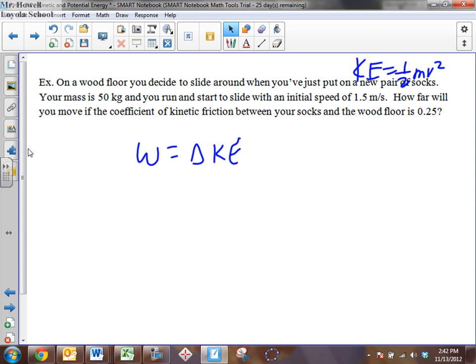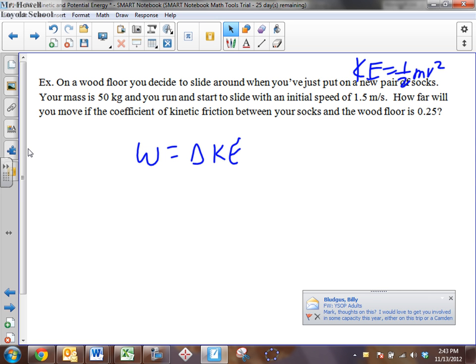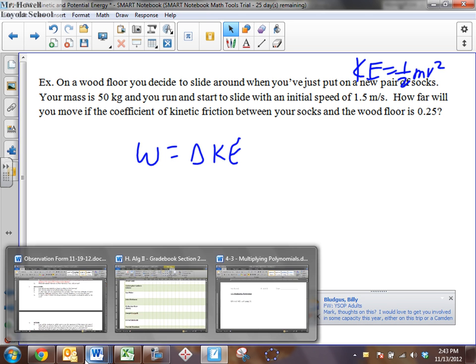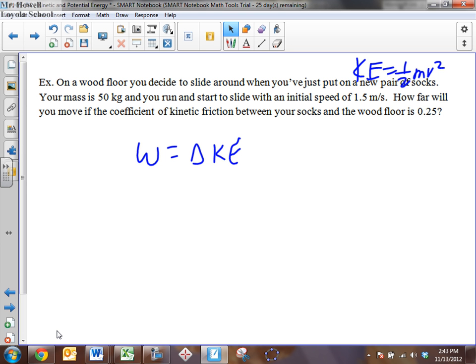Your mass is 50 kilograms, and you run and start to slide across the room. You run with an initial speed of 1.5 meters per second, and you start to slide. The question becomes, how far will you move? Find the distance or displacement in this problem, if the coefficient of kinetic friction between your socks and the wood floor is 0.25. Mu.